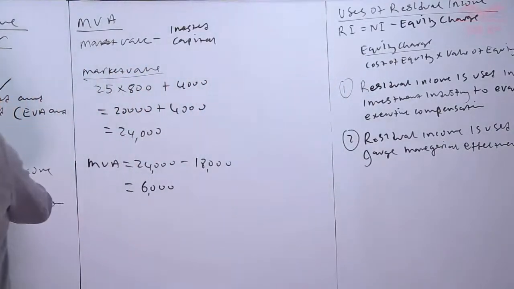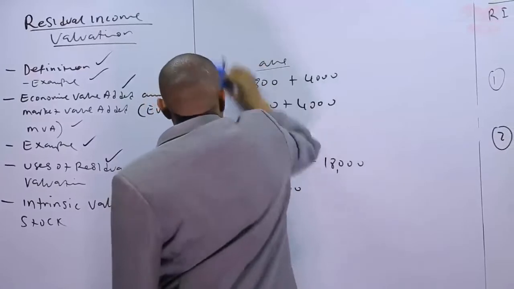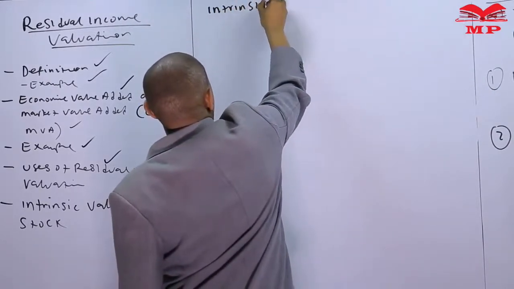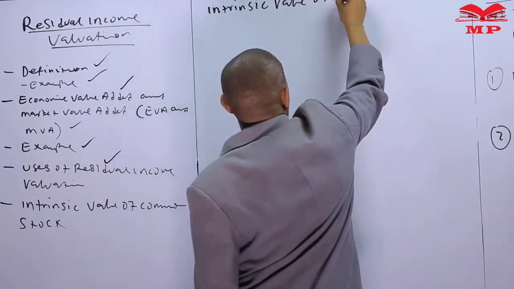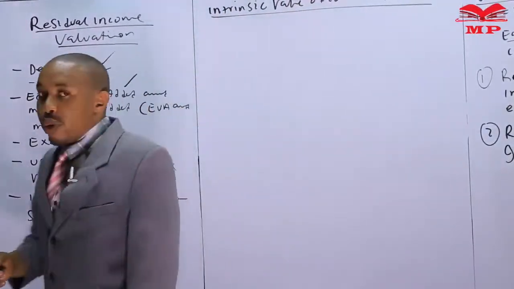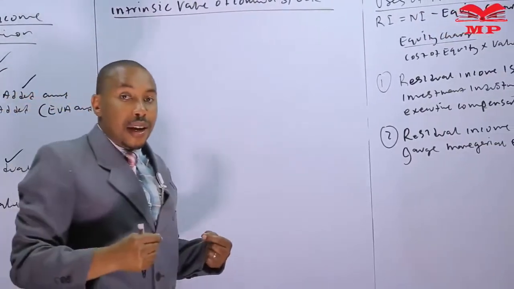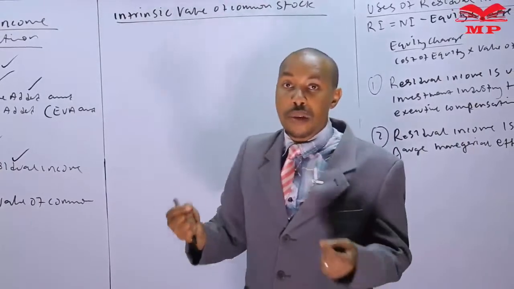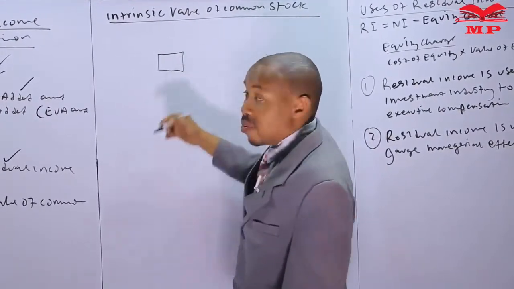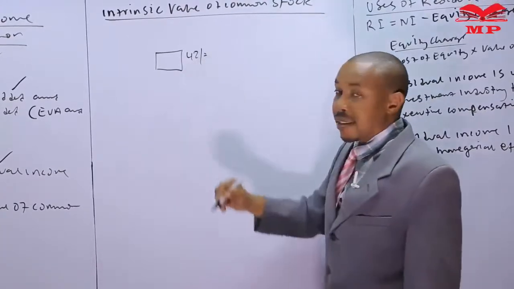Now, having looked at the uses of residual income valuation, let's move on and look at the intrinsic value of common stock. We had already defined what intrinsic value is. Intrinsic value is the value that you believe, as an analyst, a share like KCB should be at. For example, if the value of KCB based on the forces of demand and supply, as yielded by the Nairobi Securities Exchange, is 42 shillings, that is the current market price.